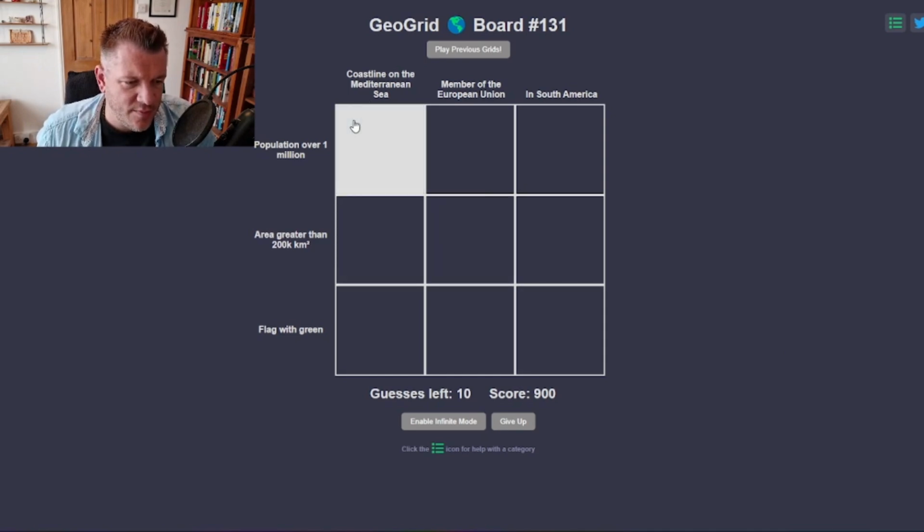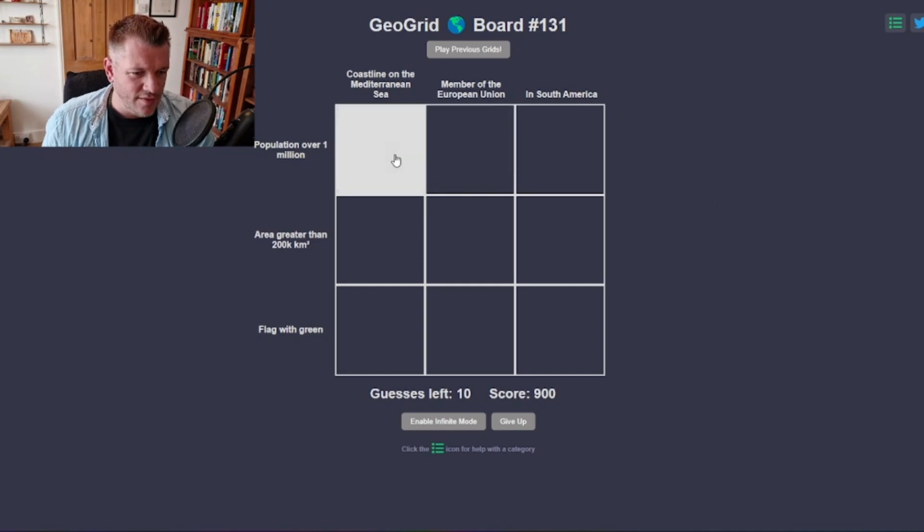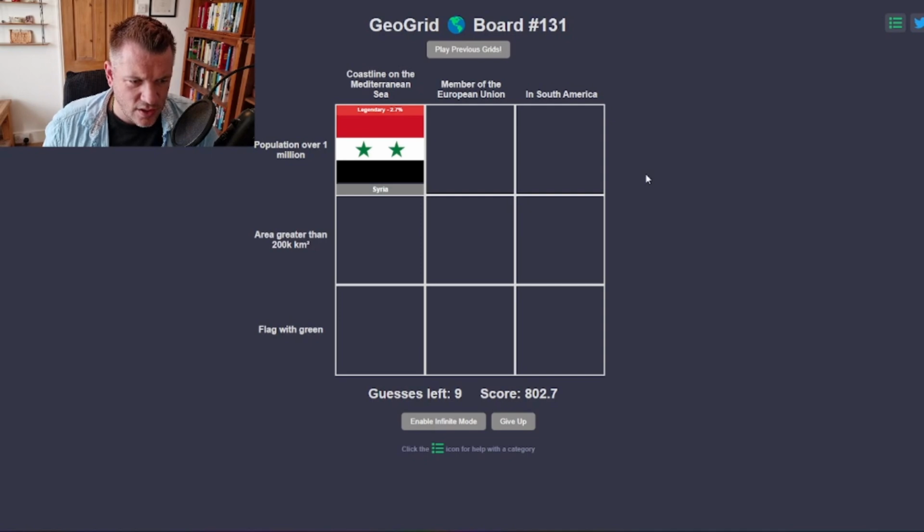Okay, so coastline of the Mediterranean with a population over 1 million. Okay, so you got France, Greece. They're obvious ones. Italy, obviously. But those are going to be really, really obvious. So let's think a bit further afield. Morocco. Algeria. Syria. Syria is on there. I'm not even going to think about it. Syria. That's got to be legendary. Yeah. Yes. That had to be.